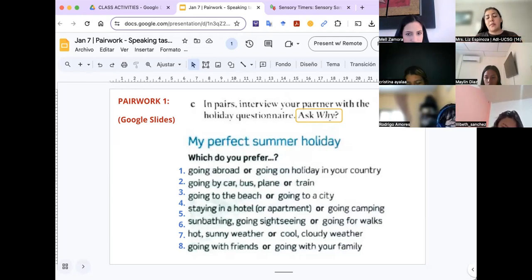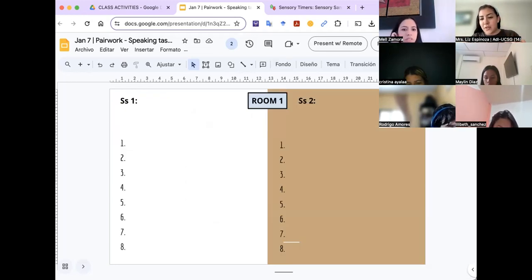Now Fabricio has to ask me the same. Miss Liz, which do you prefer? And I will answer, I would prefer going on holiday in our country. And you see, the same question to the two people. But the way you're going to answer this is here. Let's imagine Fabricio and I were in room 1. I'm just doing an example with you, sorry.